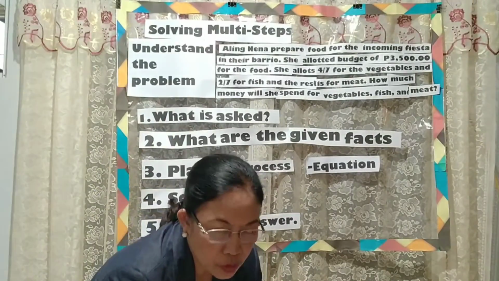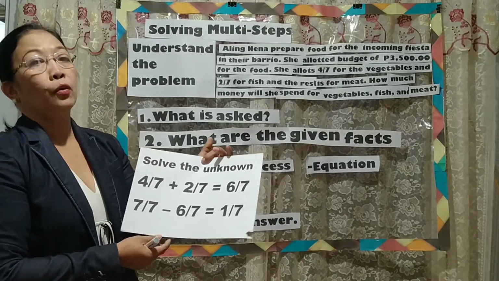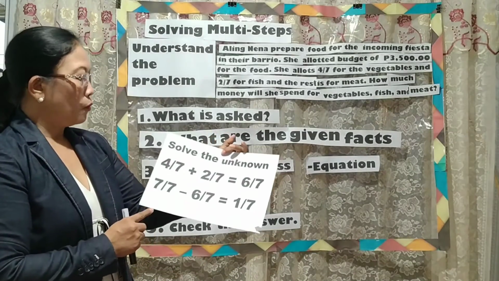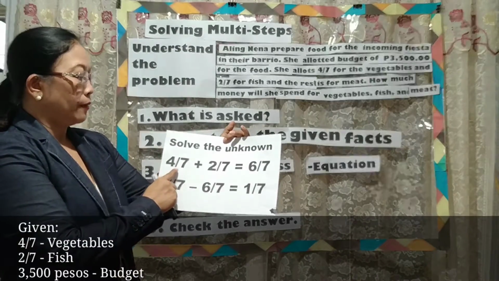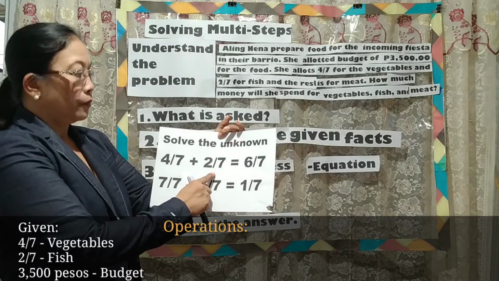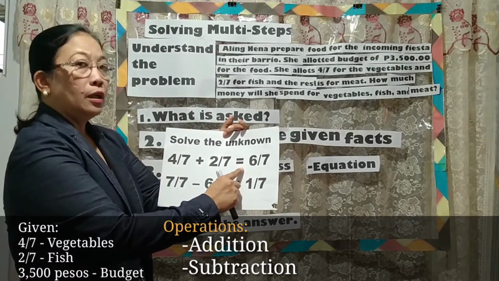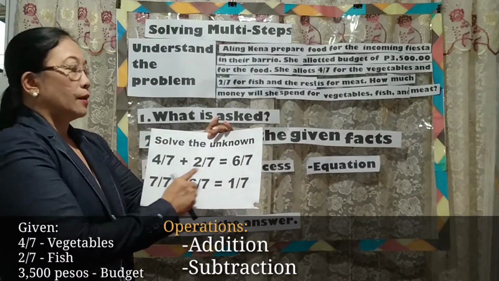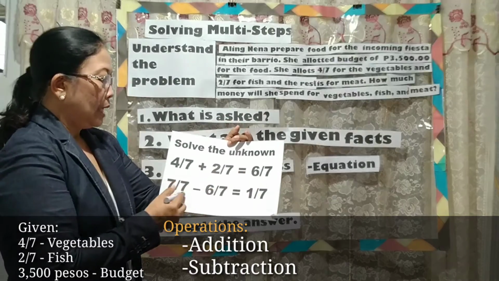In order for us to solve the hidden problem, we're going to solve for the unknown first. Alamin natin yung nawawala. So, una, meron tayong 4,700 for vegetable. I-add mo yung 2,700 for the fish. So, gaano kadami lahat yon? So, this will give you an answer of 6/7.